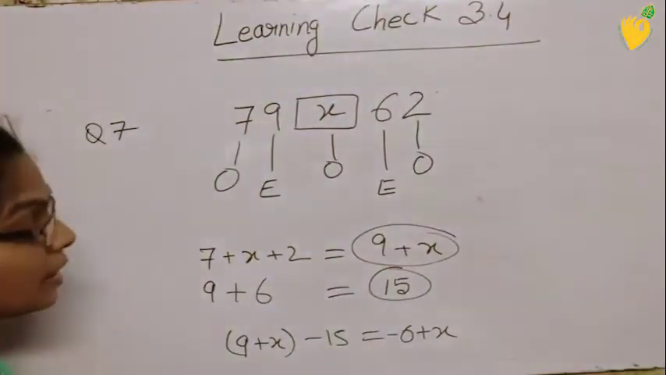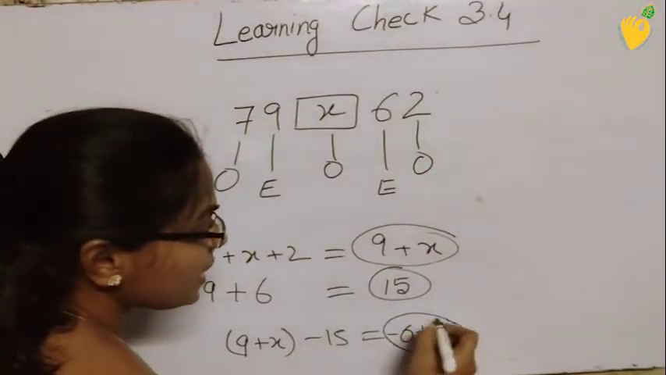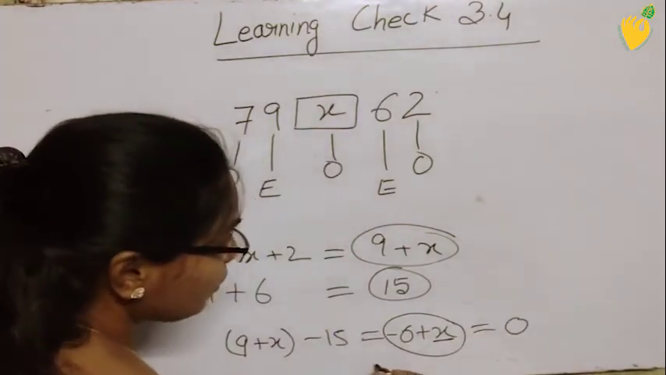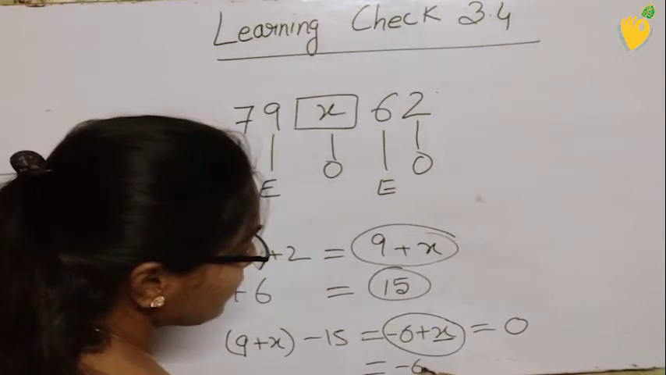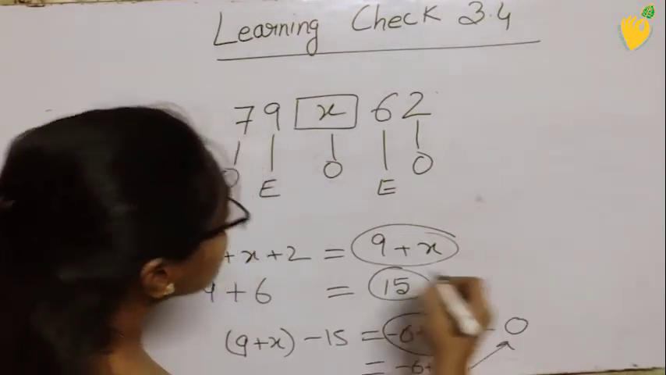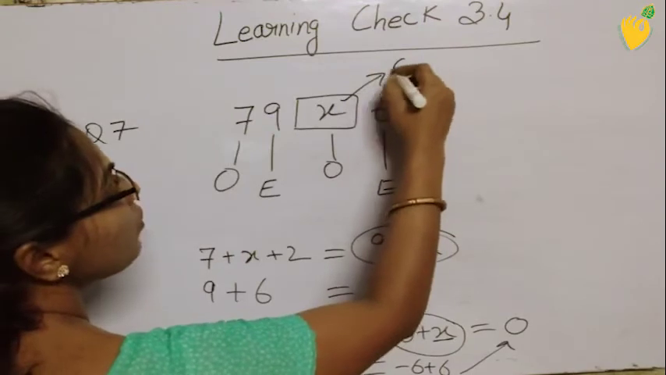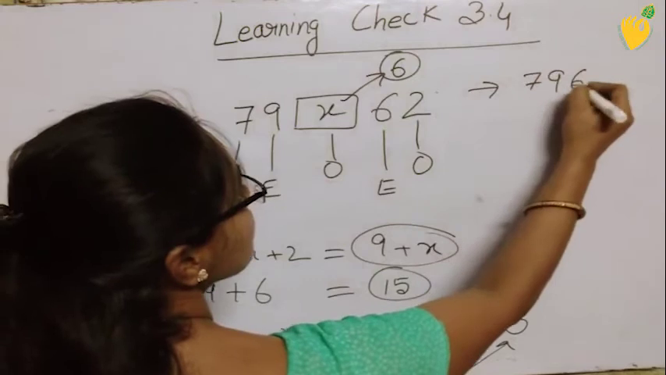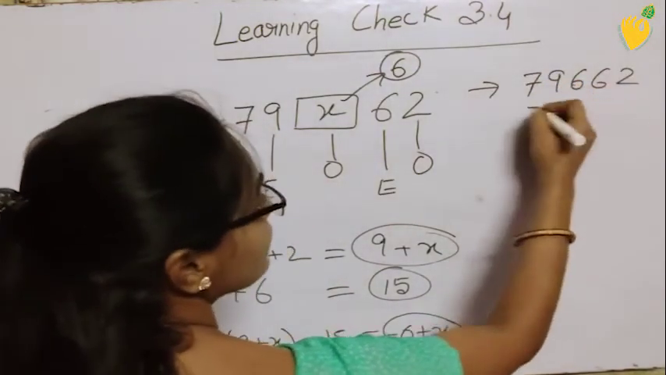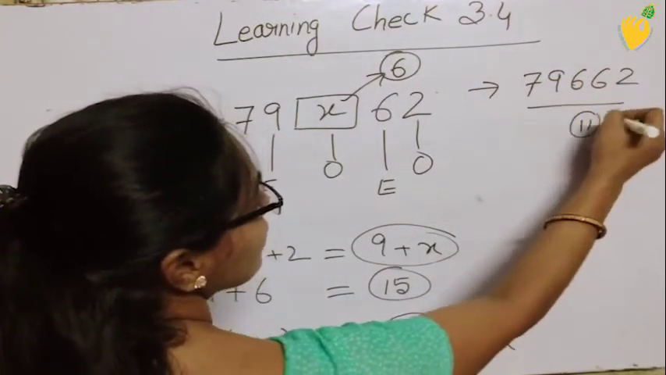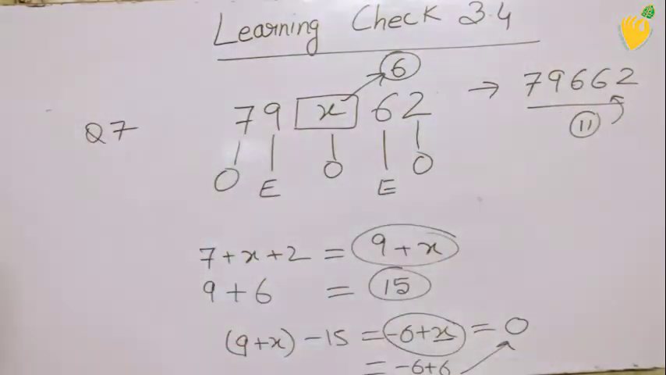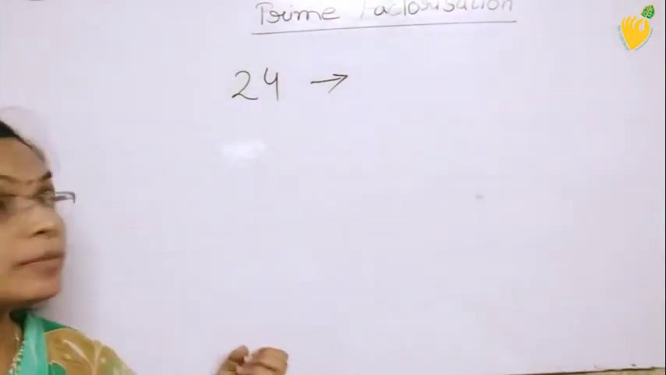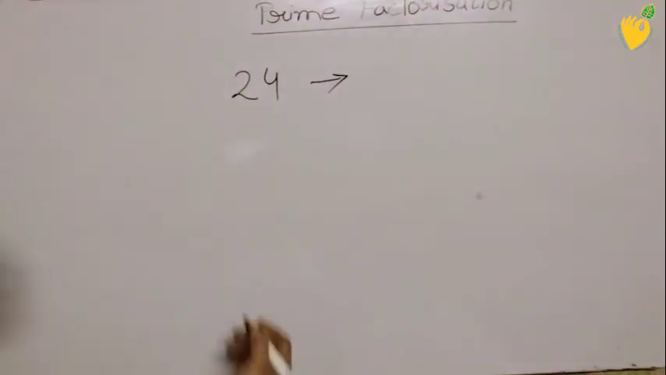So students, we can easily find that if we replace x by plus 6, then the resulting number will be 0. Doing so, minus 6 plus 6 will give you 0. So here the value of x will be 6. So the resulting number will be 7662, which is exactly divisible by 11. As the word prime is written there before factorization, that means prime factors.